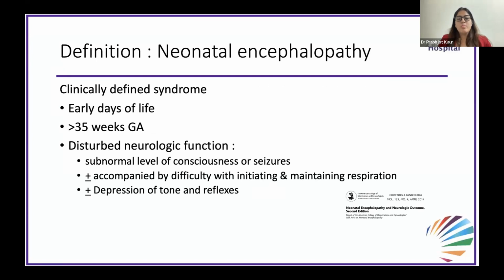So when we define neonatal encephalopathy, it has been classically defined as a clinical syndrome in early days of life, predominantly applied to kids who are more than 35 weeks of gestational age, who present with disturbed neurological function, which manifests as subnormal level of consciousness or seizures, and is often accompanied by difficulty with initiating and maintaining respiration, and often is associated with depression of tone and reflexes. This definition was given in 2014. And like we see, it says there's a subnormal level of consciousness. This was considered to be a little vague, as consciousness may be difficult to define in newborns.